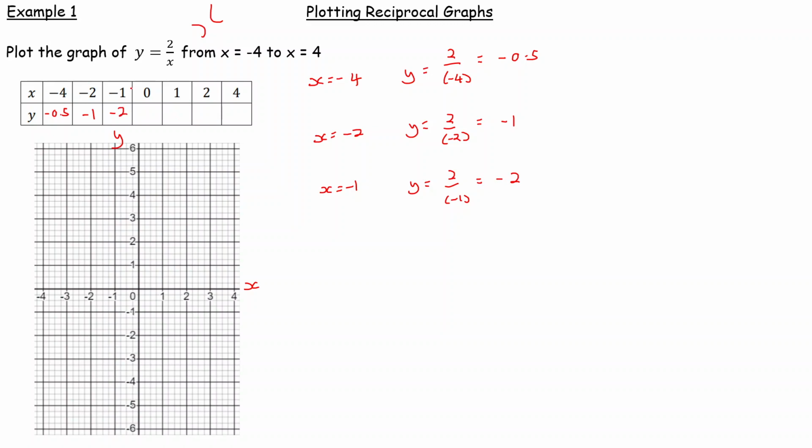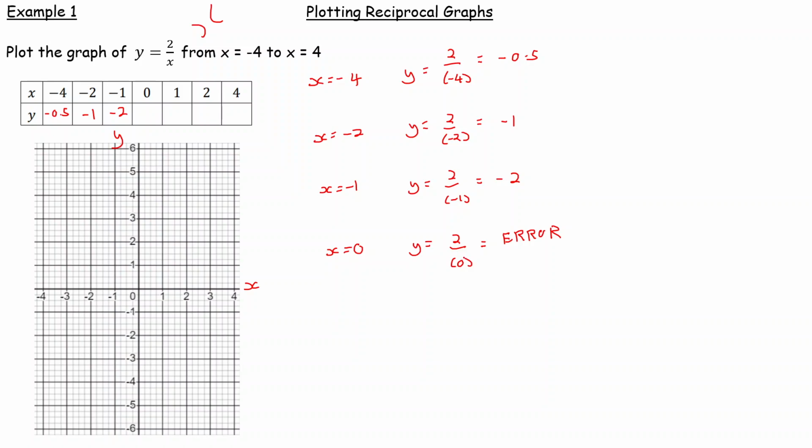Good. Something very interesting happens when x is equal to 0. Let's consider it and be very careful here, because when x is equal to 0, y is equal to 2 divided by 0, and in maths, you cannot divide through by 0. It is an illegal move. If you do this on your calculator, it might say something like error. That might pop up.